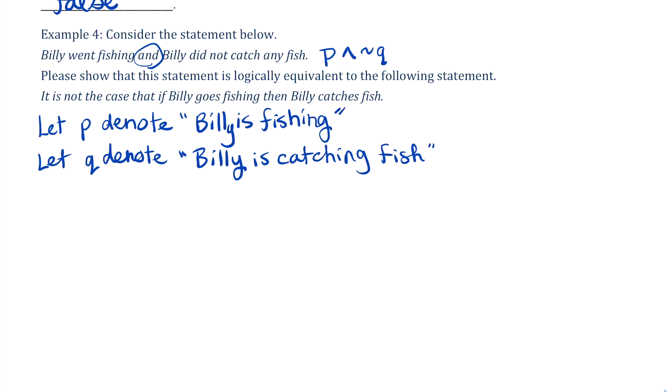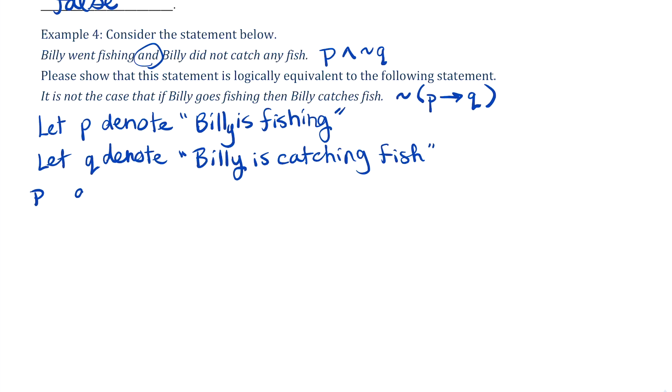Now here, when we're saying it is not the case that, that's a negation of: if Billy goes fishing, then Billy catches fish. So we have to group the if P, then Q. Cool so far? So let's see if these two statements are logically equivalent.